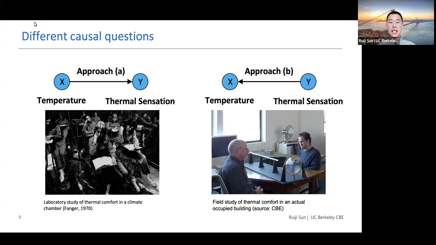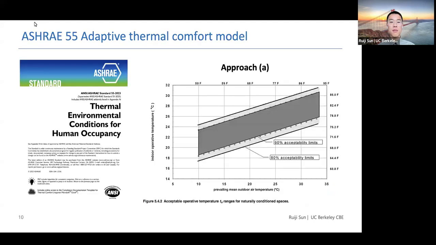Approach B assumes the opposite causal relationship, which is from the thermal sensation towards the temperature. It means that different thermal sensations can trigger adaptive behaviors, such as when you feel hot, you would like to open windows or use fans, which in turn will alter your surrounding indoor temperatures. We think this approach B could be more applicable in field studies in actual buildings, where occupants could have significant control over their thermal conditions.